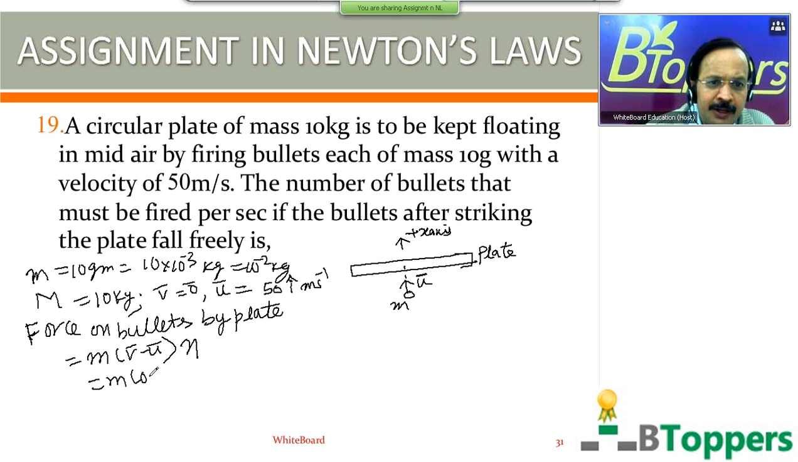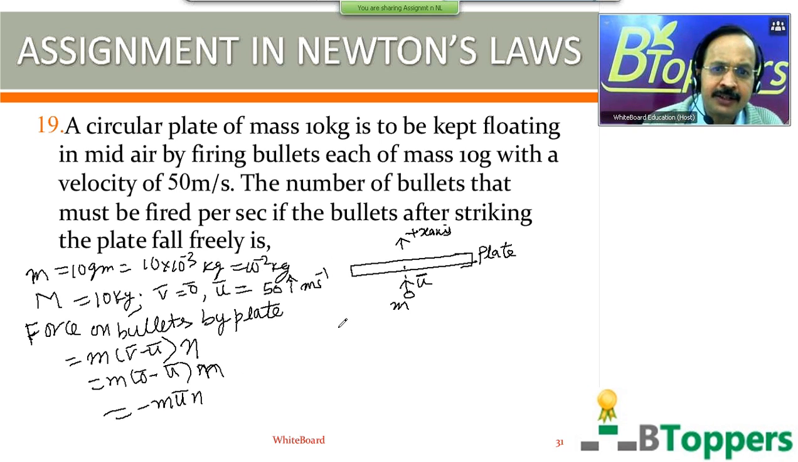So m into v bar is 0, minus m u bar, that will be into small n. So the force is minus m u bar n. From Newton's third law, action and reaction forces are always the same in magnitude but opposite in direction. So the force on bullets by the plate is minus m u bar n. The negative sign implies that the force on bullets by the plate acts downwards.